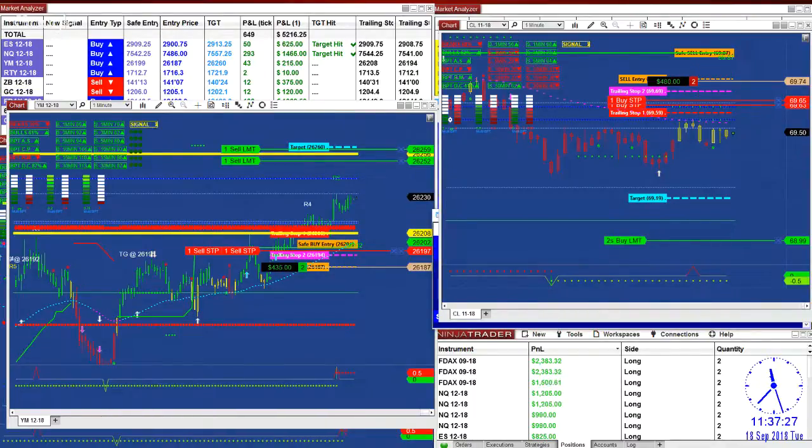Also, timing is very important. Now it's 11:37, and where is the lunch hour? And when you know where the target is before lunch, that is gonna make a difference on the trade.